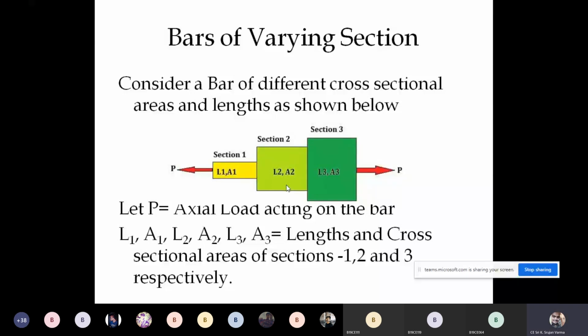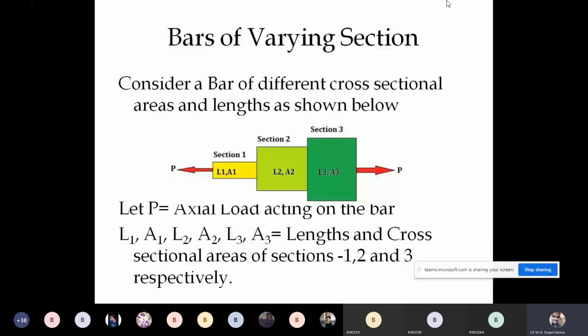Now on the screen, you can see I am considering a bar or rod which has 3 different cross sections: section 1, section 2, and section 3. Let A1, L1, L2, A2, and L3, A3 be the length and area of the first, second, and third sections respectively. Section number 1 is in dark yellow color, section number 2 is light green, and section number 3 is dark green.